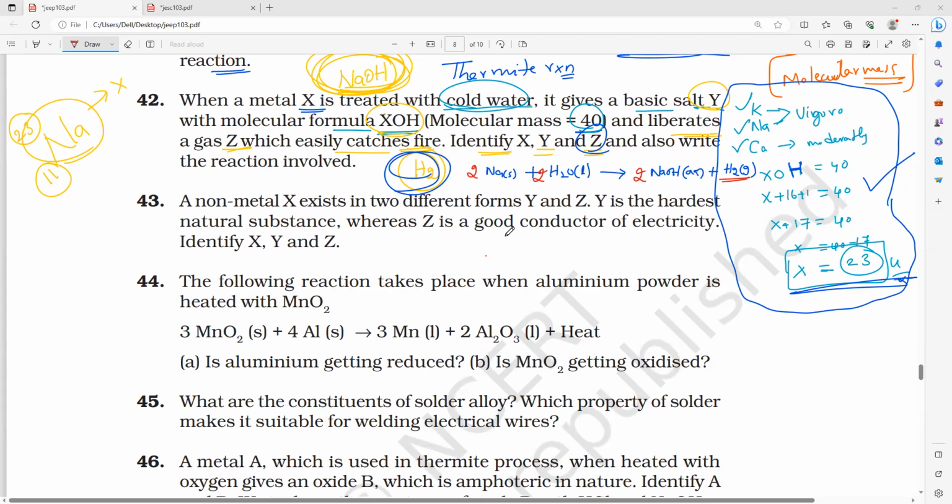A non-metal X exists in two different forms, Y and Z. Y is the hardest natural substance, whereas Z is a good conductor of electricity. Identify X, Y and Z. You can see this directly.